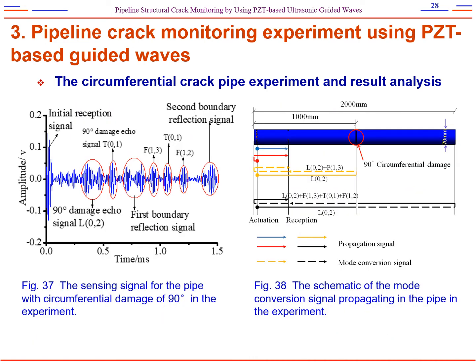This is the sensing signal for the pipe with a circumferential crack of 90 degrees in the experiment. This is the time history of the signal. This package is the initial reception signal, and this is the second boundary reflection signal. Between these two packages there are several small packages, and this one is very important, which is the damage echo signal of the L02 mode, and the others are the conversion signals. And this is the schematic of the mode conversion signal propagation in the pipe in the experiment.